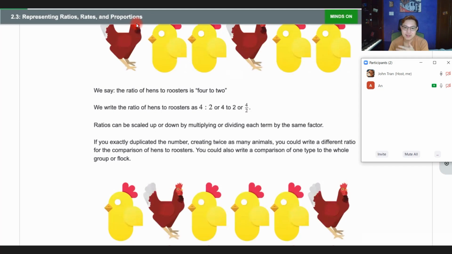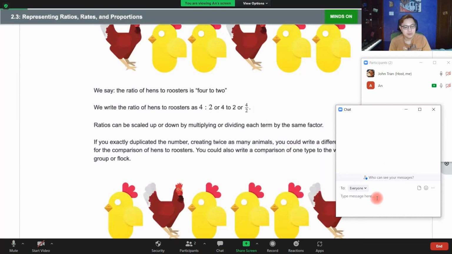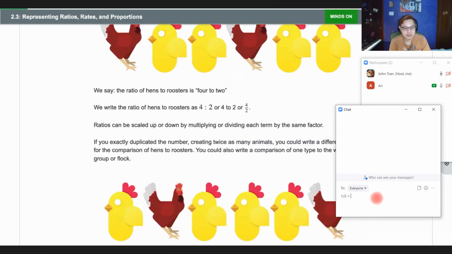You can apply the same thing to multiplying as well. Whatever you do to the upper part, you have to do the same to the lower part by multiplying or dividing. But you cannot subtract or add something on the upper and lower part and expect it to be the same ratio. It doesn't work that way. So let's take an example. Half is actually 0.5.